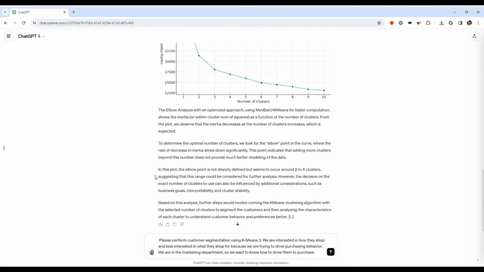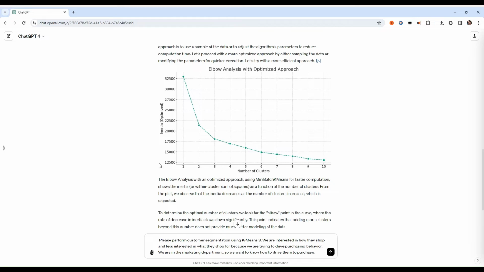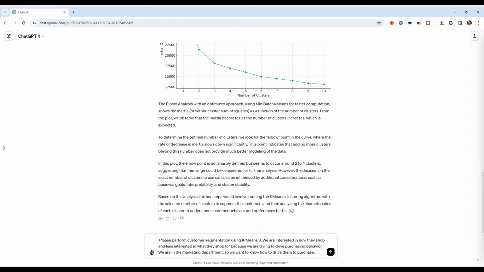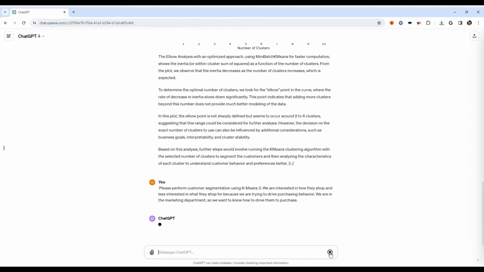We now have this nice analysis of our data. Since this is an elbow analysis, we're going to look at the bend in the curve, which comes in here about 3. So let's use that to ask ChatGPT to do customer segmentation using k-means 3 and focusing on purchase behavior.